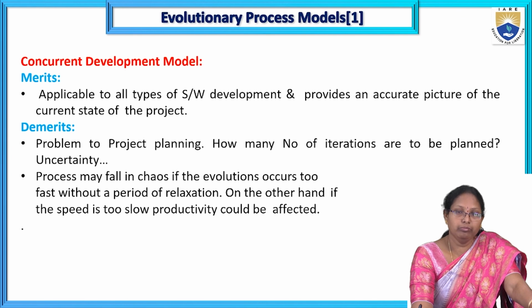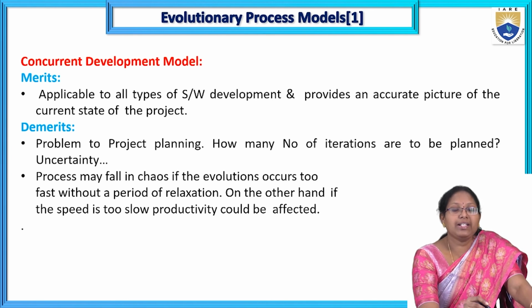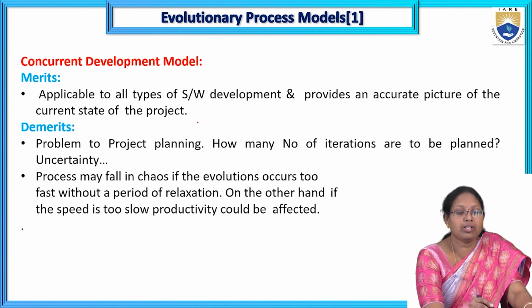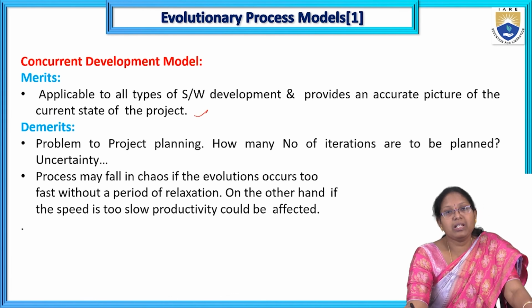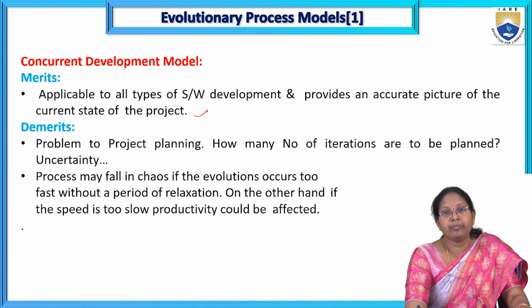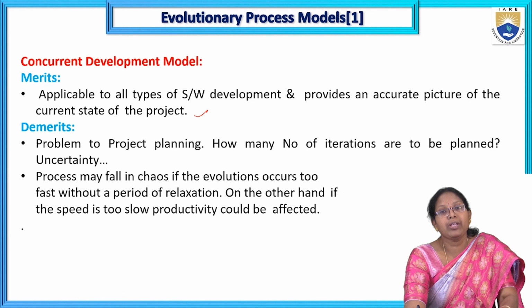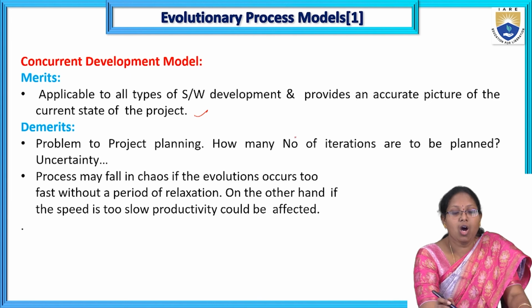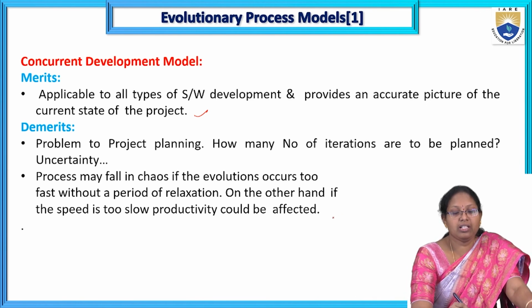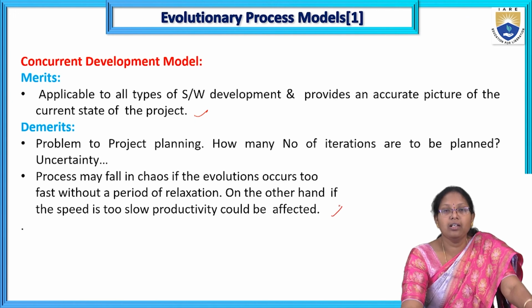So this also has merits and demerits. The merit is that it is applicable to all types of software development and provides an accurate picture of the current state of the project. That means any type of project can apply the concurrent development process model. The demerits are problems in project planning, such as how many iterations are to be planned, uncertainty, and the process may fall into evolutions, and many things are affected. That is there in the concurrent software development process model.